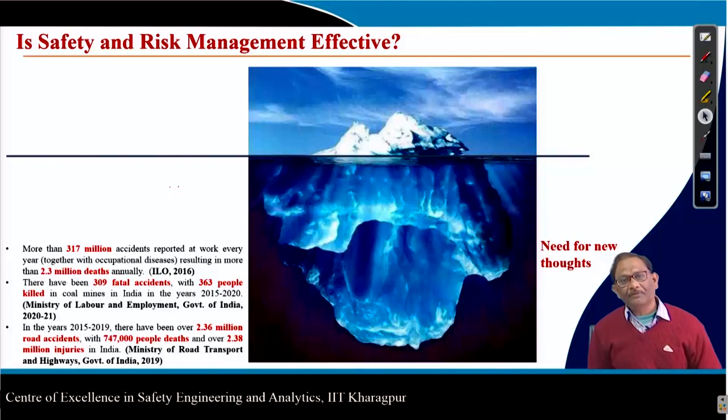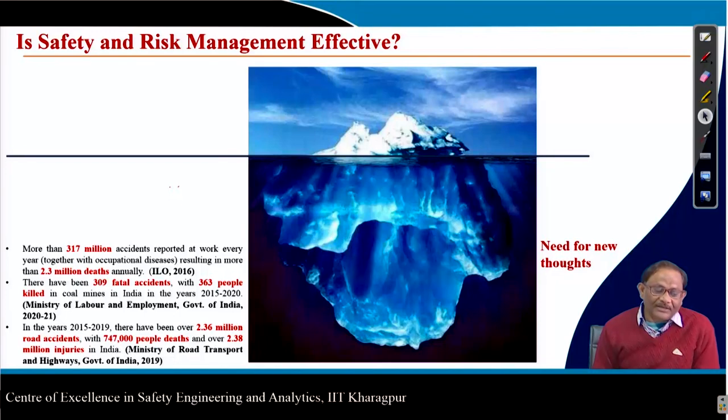While digging into the problem further, we believe in one concept at IIT Kharagpur, the Center of Excellence in Safety Engineering Analytics, and also the other allied departments working in this important area: if we cannot measure something, we cannot improve it. Like what Lord Kelvin said, if you cannot measure, your knowledge is meager and you know very little of it, and you cannot improve it. So, to understand whether the safety and risk management system is effective or not, what are the traditional indicators that we consider?